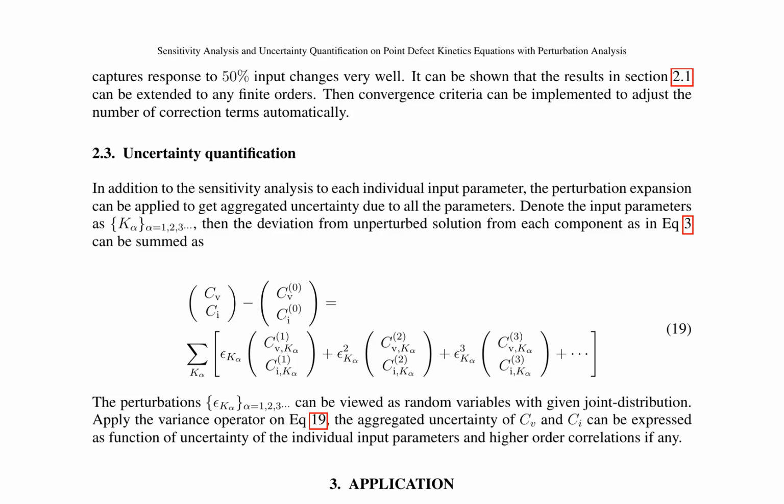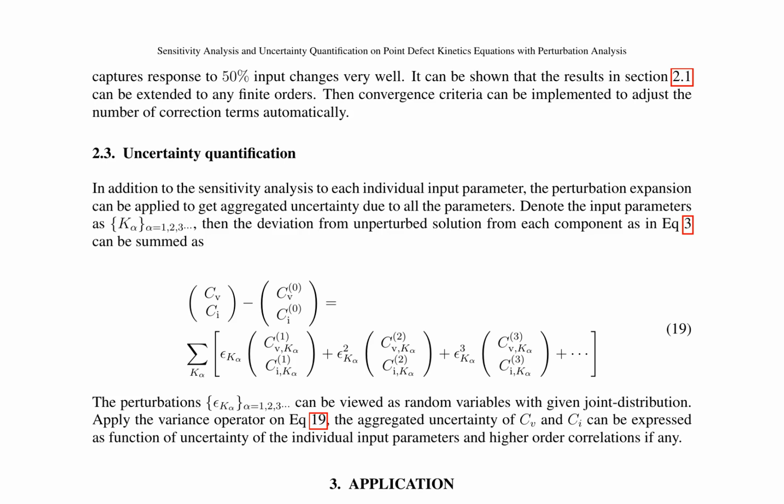The authors apply the perturbation expansion to quantify the aggregated uncertainty due to all input parameters, denoted as kα, α = 1, 2, 3, where the deviation from the unperturbed solution from each component is summed as shown in equation 19.